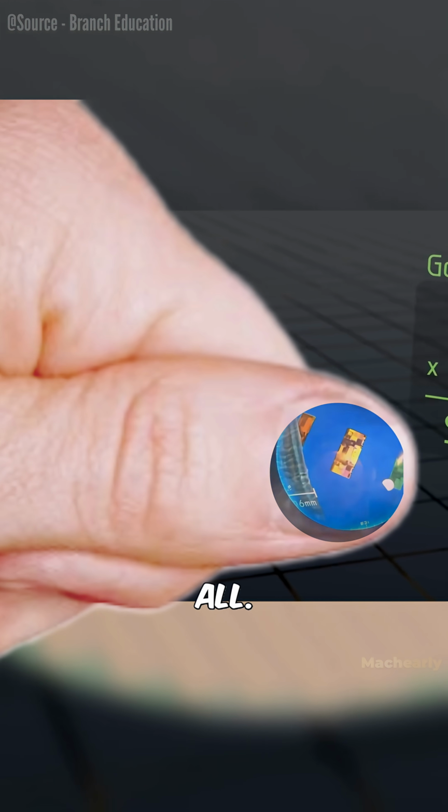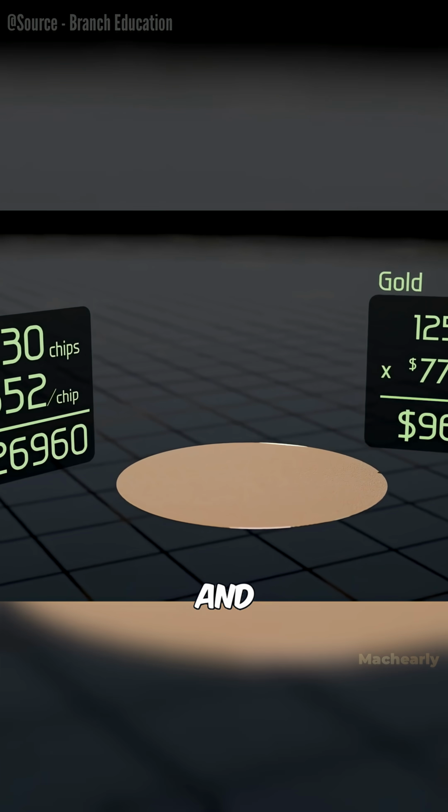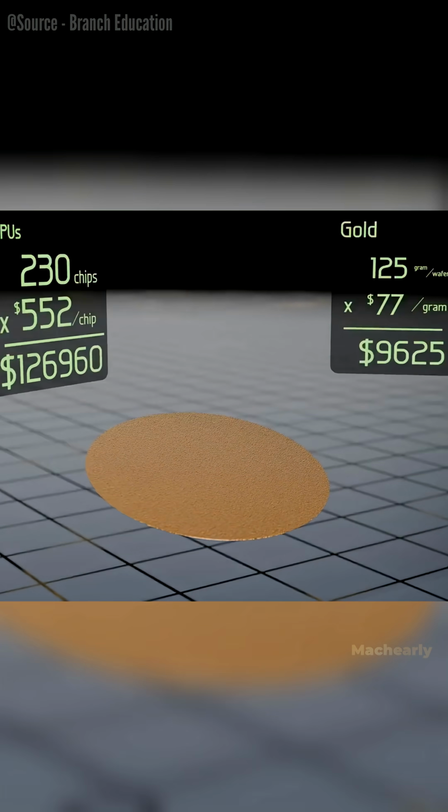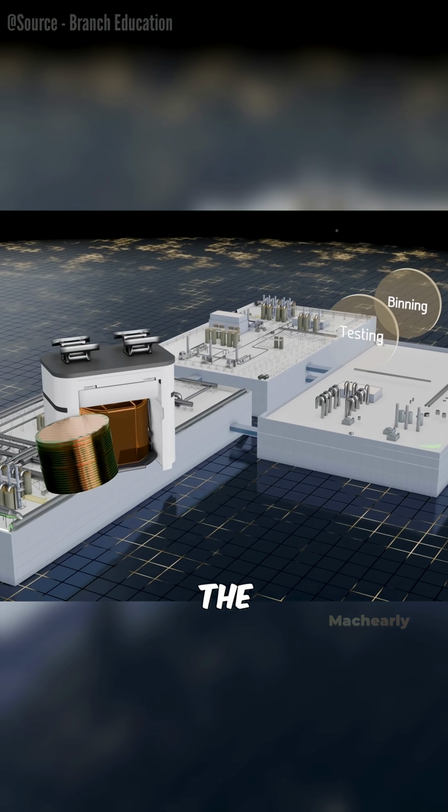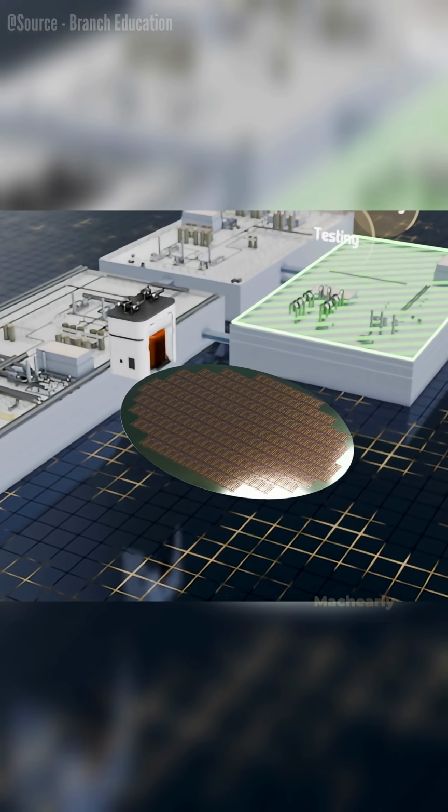But that's not all. These circuits need to be layered with metals and insulators to make them work. Think of it as a delicious layered cake, but with technology. Once the layering is complete, the wafer is baked, and voila, you have a fully functional chip.